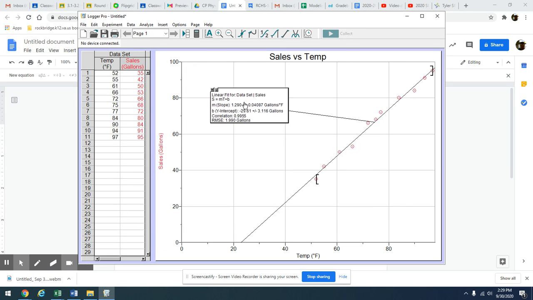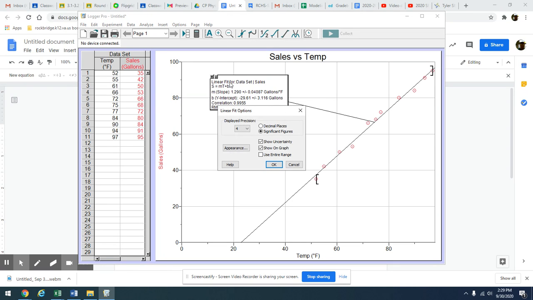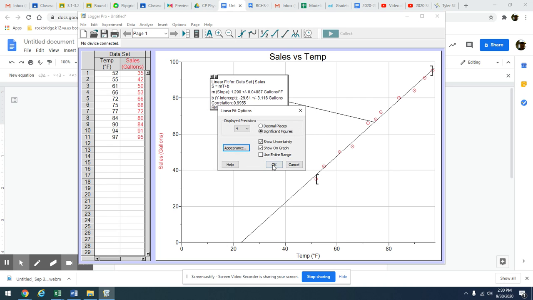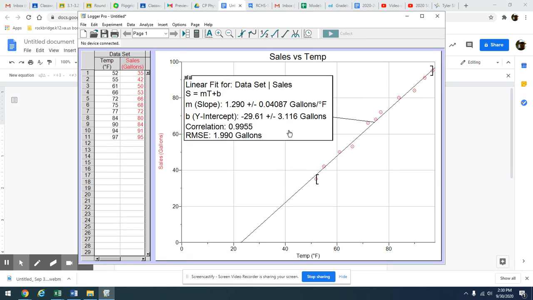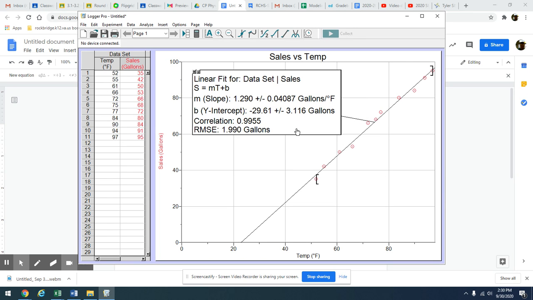Now, for the purposes of snipping this, if you're in LoggerPro, it's nice to make this bigger. I just right-clicked on this to get to linear fit options. That's option click if you have just a trackpad, mouse pad. And the appearance, instead of this being font 9, let's blow it up. How about, oh, let's go big, 18. Okay, yeah, look at that. Then I can move that around. I would like it not to be covering up the line or the data points. So there's that.